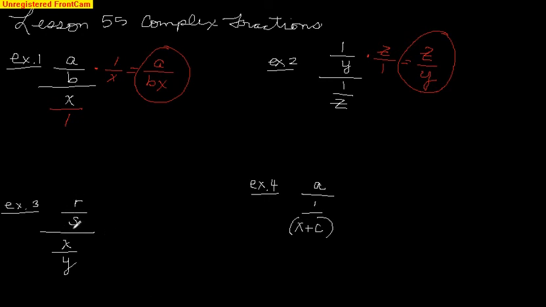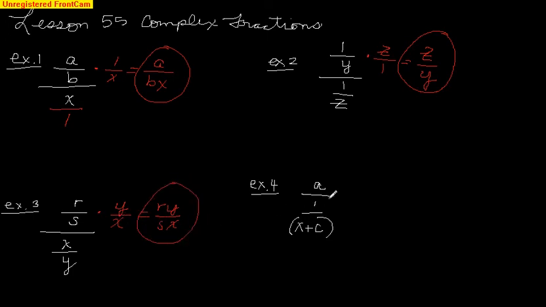Okay, down here, same idea. We have r over s divided by x over y, a complex fraction. So we're going to flip the denominator and multiply. So y over x times r over s. So we multiply the numerators, we get ry over sx, and that is the final answer.